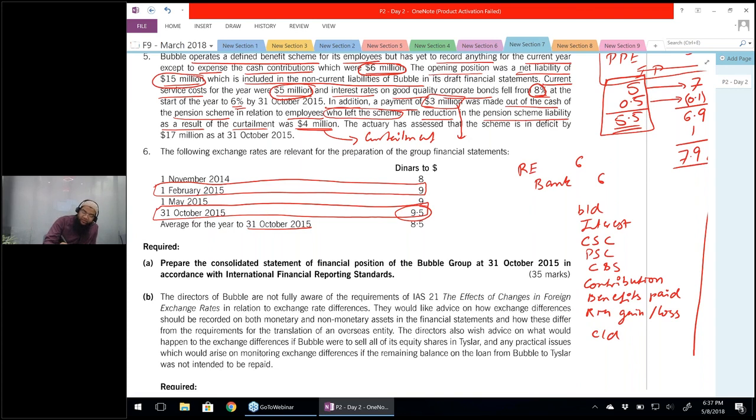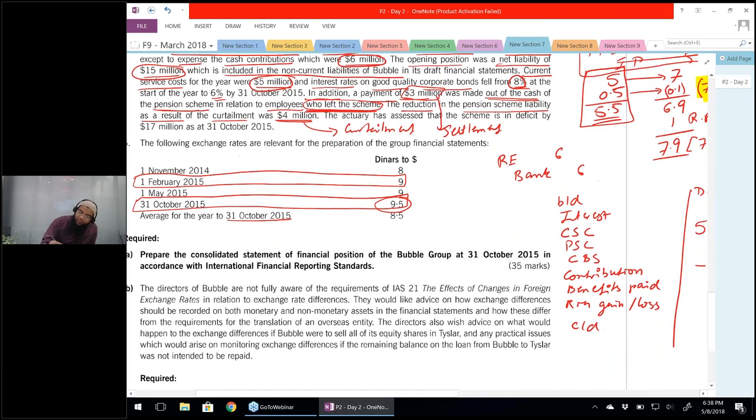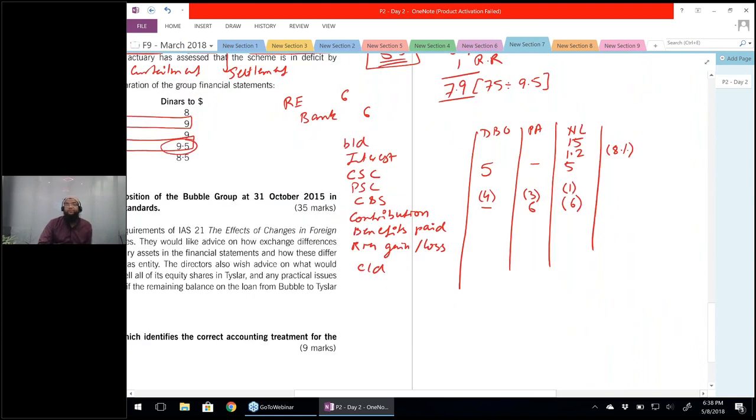Okay, this is basically settlement. Because this 3 million relates to a payment made out of the cash of the pension scheme in relation to employees who left the scheme, not employees who have already retired. Pension benefits paid are to the employees who have retired, not to the employees who are leaving the company. So this is treated as settlement. So 4 million for curtailment and 3 million for settlement will mean 1 million as a net liability.